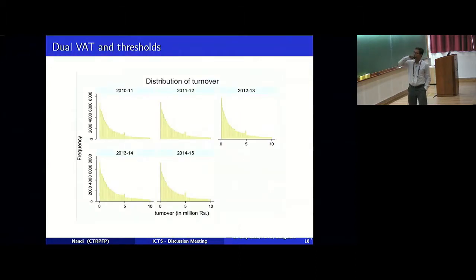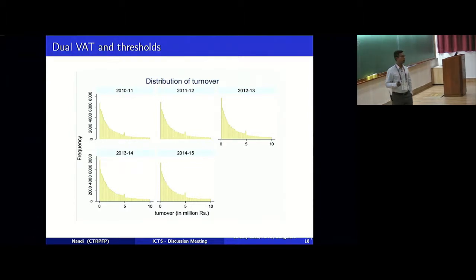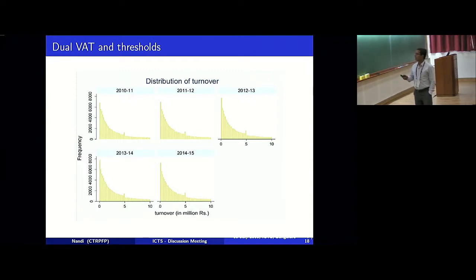Now, this is the distribution of turnover of firms in different years. As you can see, most of the firms are very small. It has been cut here, but there are firms also here, but very few big firms. Most of the firms are very small.